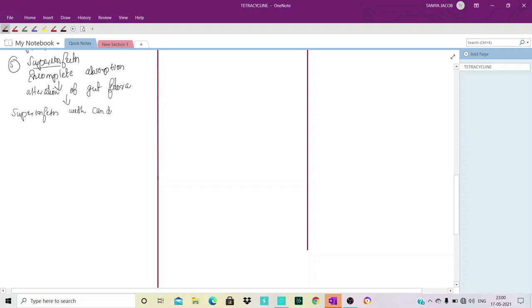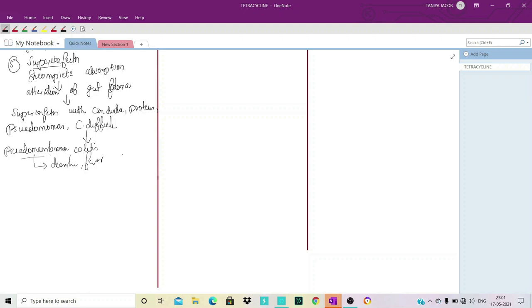with organisms like Candida, Proteus, Pseudomonas, and Clostridium difficile. Clostridium difficile can lead to pseudomembranous colitis, which is characterized by diarrhea, fever, abdominal pain, and stool mixed with blood and mucus. We can treat pseudomembranous colitis with oral metronidazole.